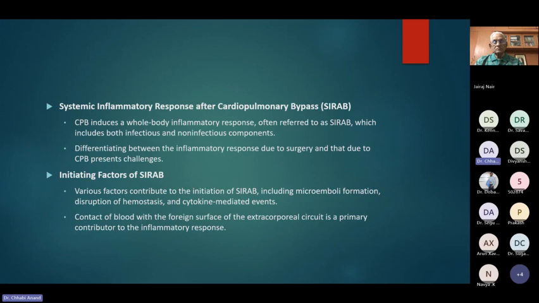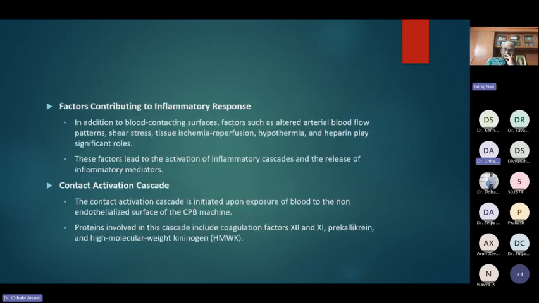Initiating factors of SIRAB. Various factors contribute to the initiation of SIRAB, including microemboli formation, disruption of hemostasis, and cytokine-mediated events. Contact of blood with the foreign surface of the extracorporeal circuit is a primary contributor to the inflammatory response. Factors contributing to inflammatory response. In addition to blood contacting surface, factors such as altered arterial blood flow patterns, shear stress, tissue ischemia, reperfusion, hypothermia, and heparin play a significant role.